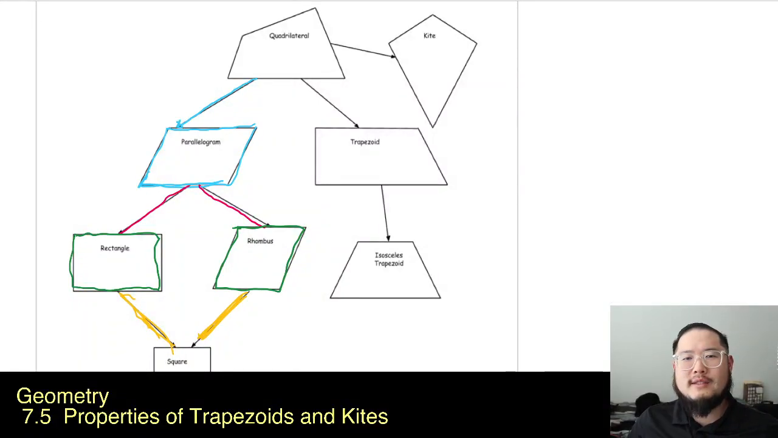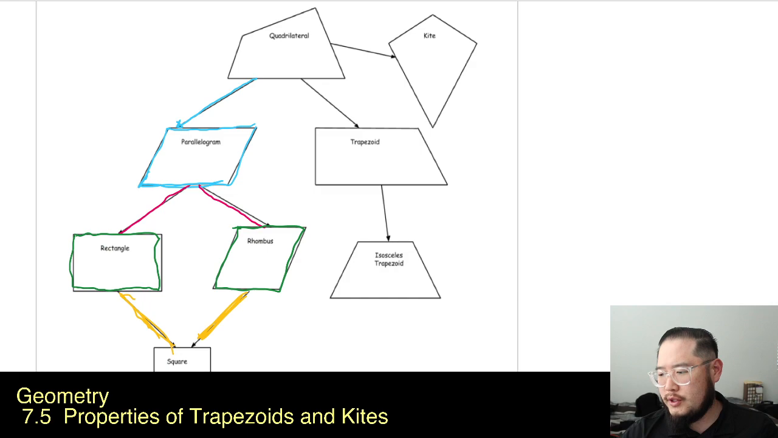All right, let's take a look at section 7.5, properties of trapezoids and kites. We are looking at the last section of the chapter, and let's get started. We'll start off right here by taking a look at the flow chart, the properties of quadrilaterals, and now we're going to go ahead and begin to look at the right-hand side.